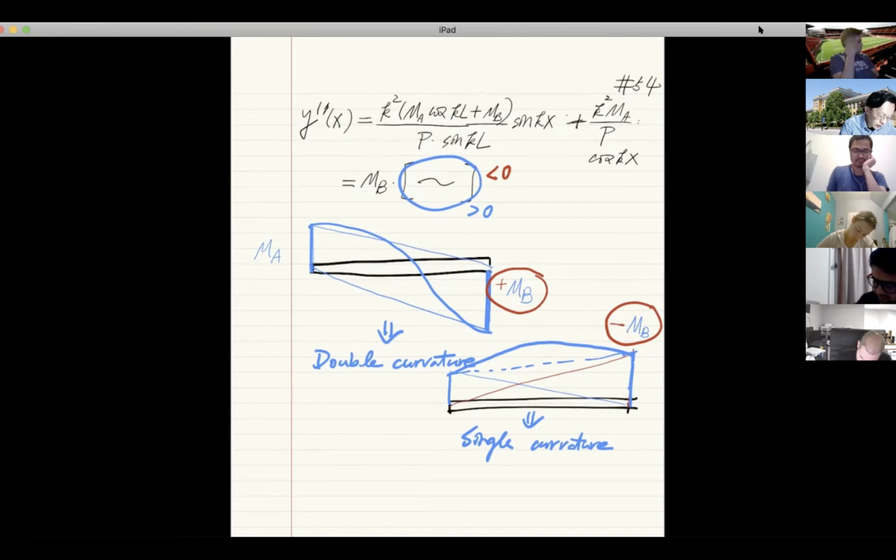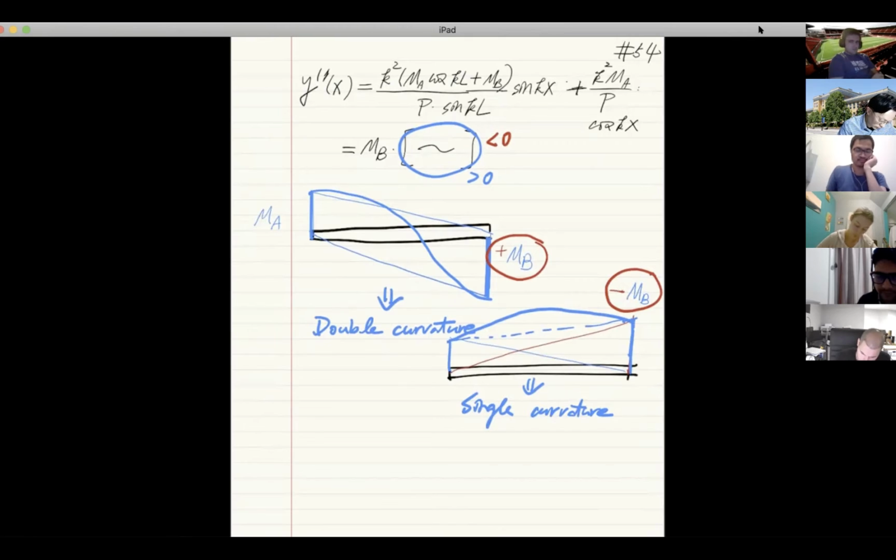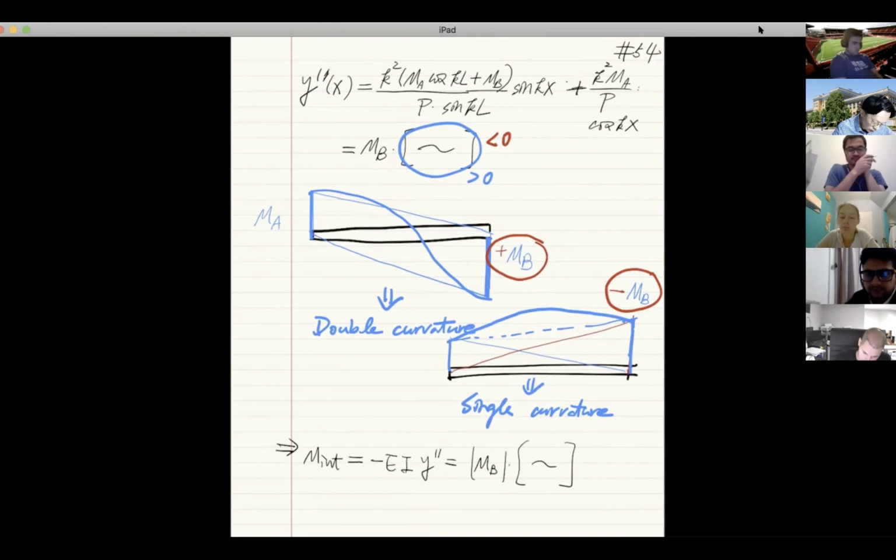In other words, the expression that we have from before, we can actually tell that the internal moment is negative EI times y double prime, which also equals negative sine of MB times an expression. We can represent it this way, bringing the EI into this whole thing. And then all you need to do is just determine what is the sign of this expression here.